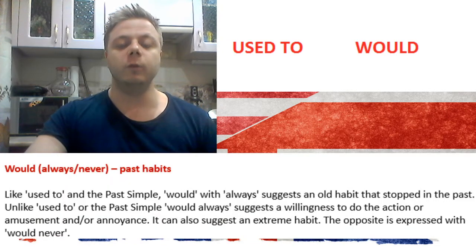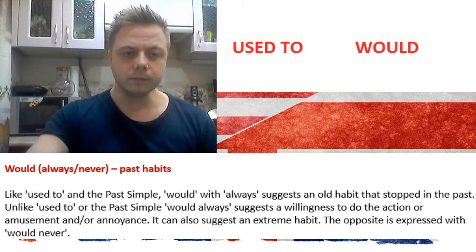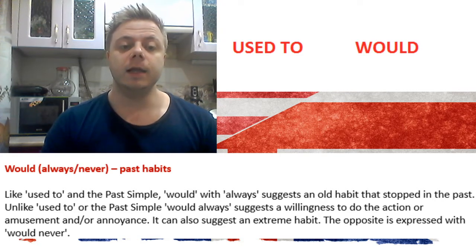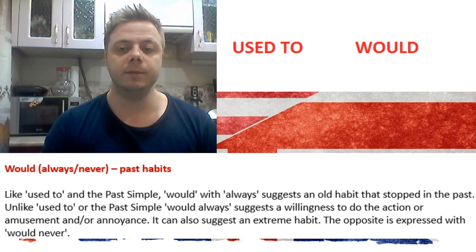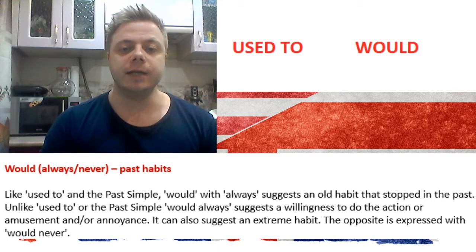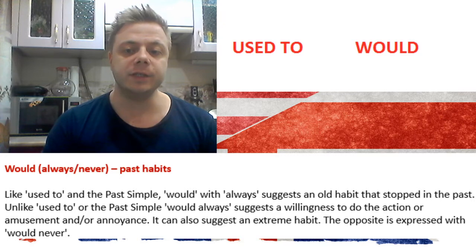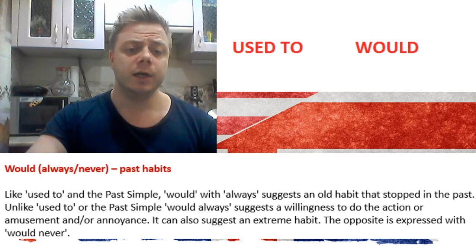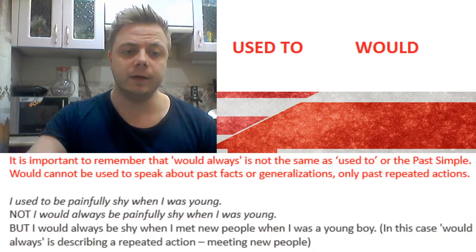So now we're moving on to the word would, right? All right, so like used to and the past simple, would with always suggests an old habit that stopped in the past. Unlike used to or the past simple, would always suggests a willingness to do the action or amusement and or annoyance. It can also suggest an extreme habit. The opposite is expressed with would never. Okay? So this is how we use the word would. So more detail on that.